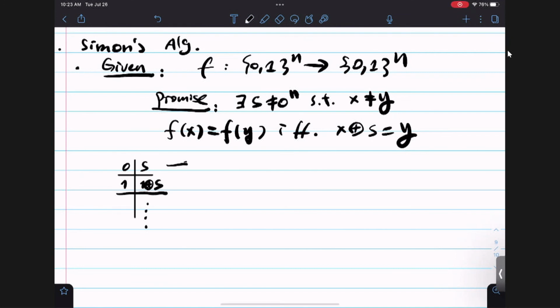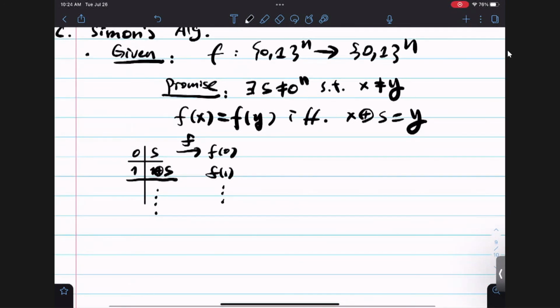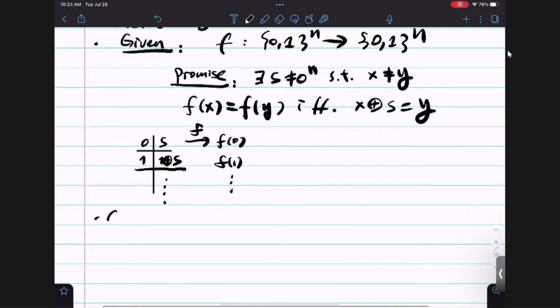So the function will map each row to the same value. So this is going to be F0, F1. But across different rows, the function values are distinct. Okay, so this is the function given to us, and the goal, as you have imagined, is to find S. We want to find this secret string.